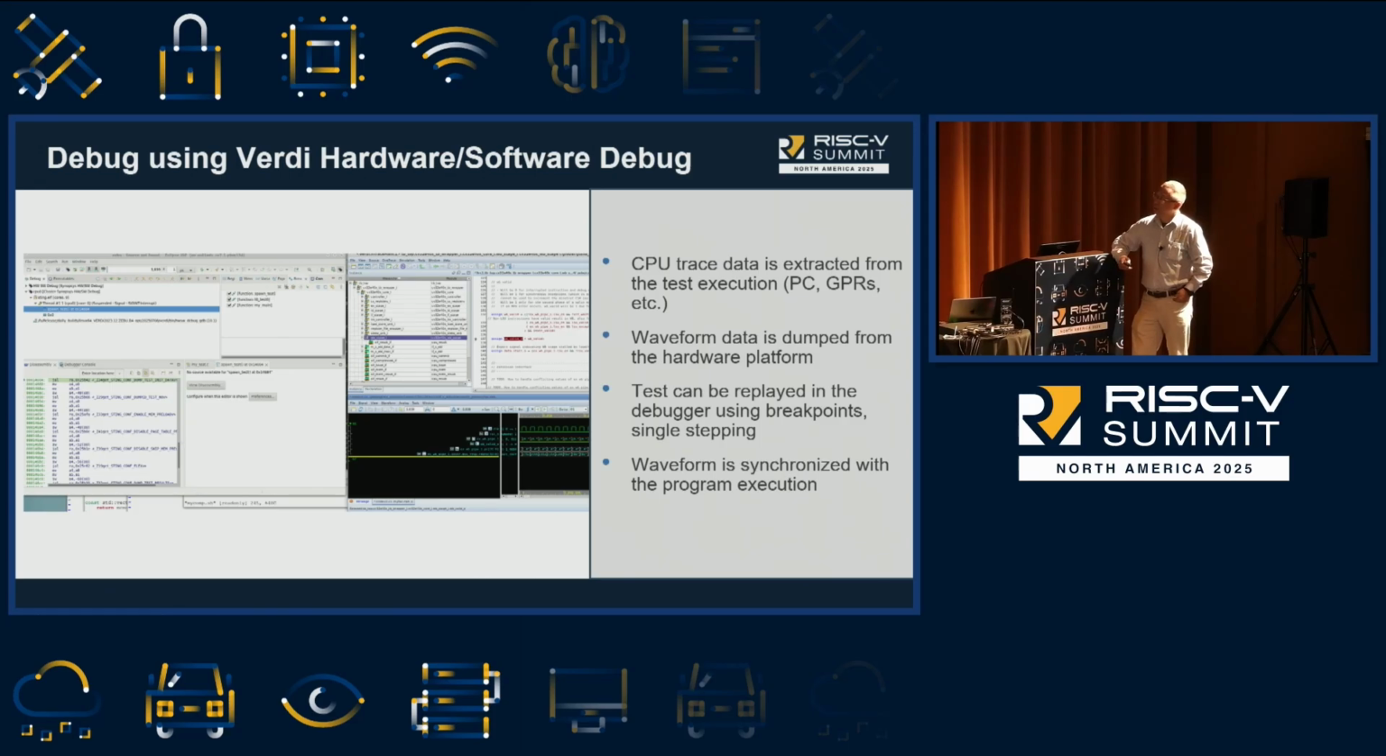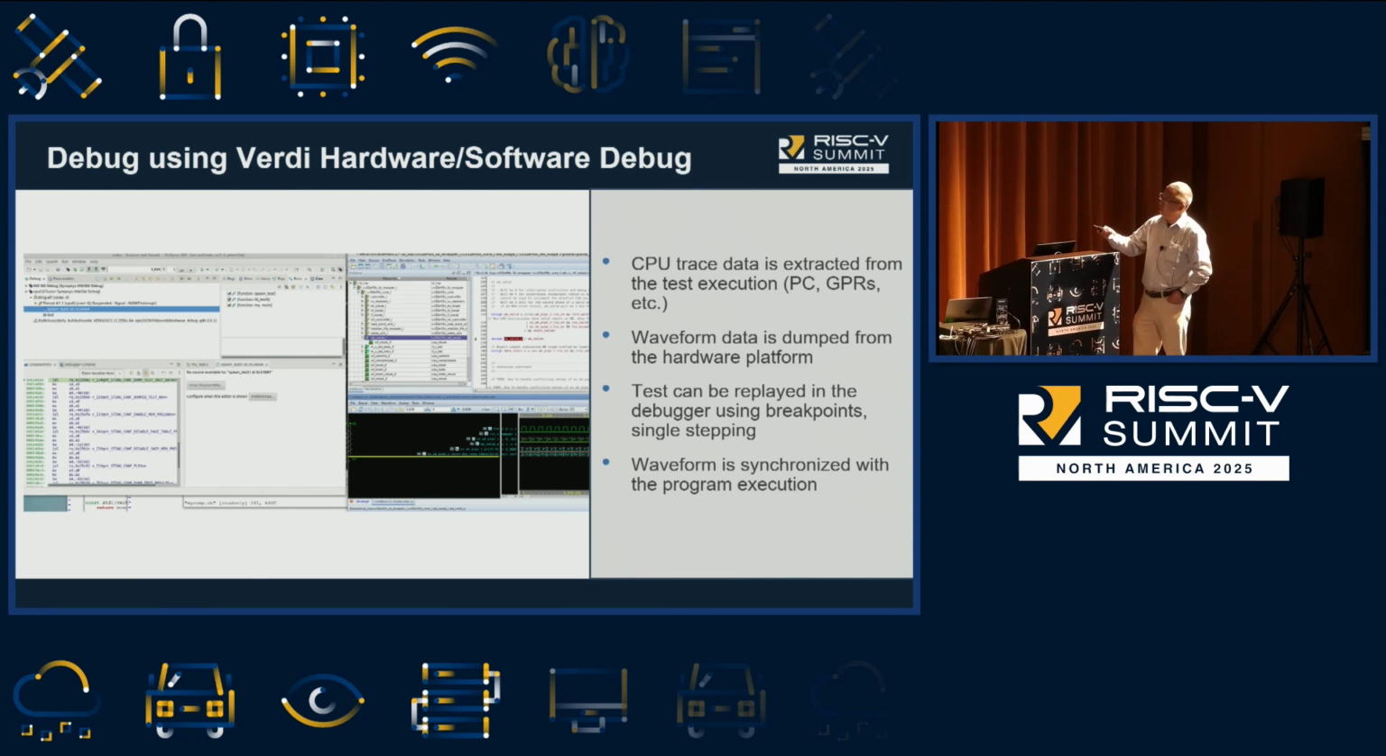The Verdi hardware-software debug actually provides this kind of capability. During the emulation, we will dump the instruction trace log, like the PC, instruction and register, as well as the hardware waveform. Then in the Verdi hardware-software debug tool, it provides the capability to let the user debug the test from the viewpoint of software.